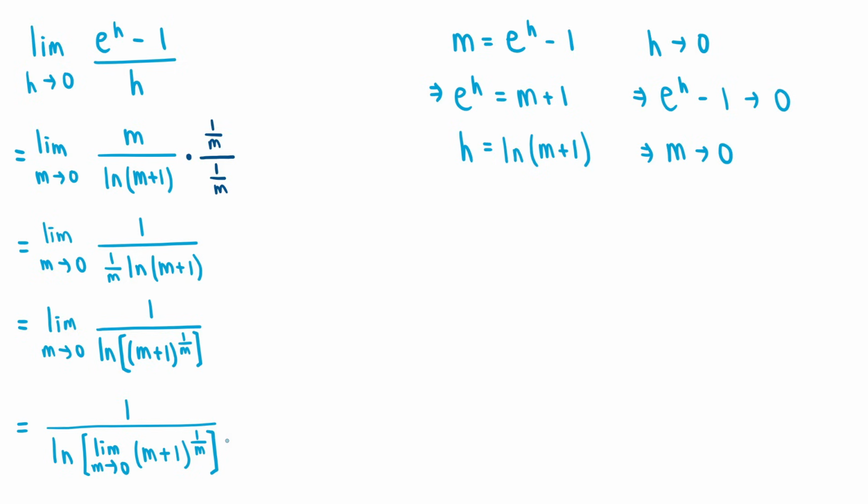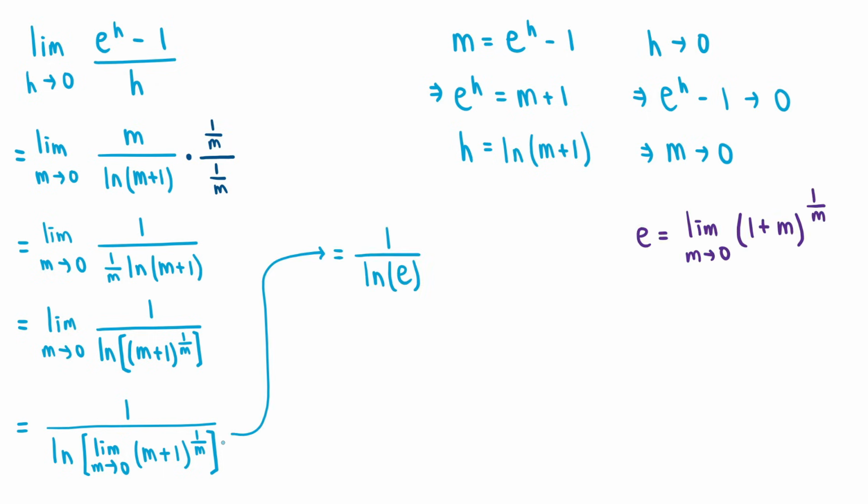I'll show why we can do this later, but I'm going to assume we can do this for now, and it'll be easier to show that we can do this when we have found the limit already. So earlier, we established the alternate definition of e as the limit as m approaches 0 of 1 plus m to the 1 over m. If we use that, the value of the limit as m approaches 0 of m plus 1 to the 1 over m in the expression becomes e, so the expression becomes 1 over ln of e. Ln of e is equal to 1, so the entire expression is just equal to 1. So the limit as h approaches 0 of e to the h minus 1 over h equals 1.